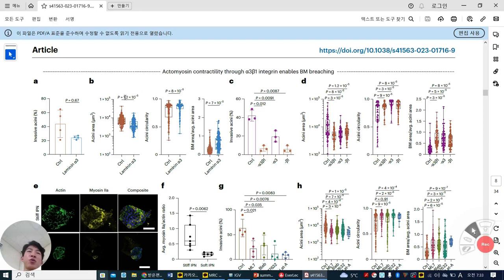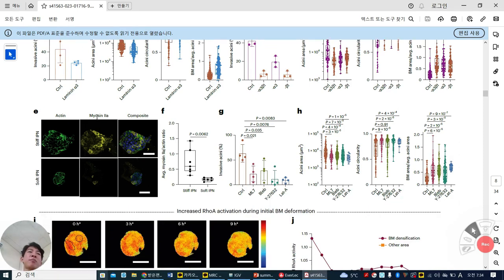Then we can already assume that actomyosin contractility through alpha 3 beta 1 integrin enables basement membrane (BM) punching, breaching. Alpha 3 beta 1 is a well-known integrin type for recognizing laminin. So you can imagine that when they inhibit the laminin binding site, invasion decreases. When they knock down this integrin as well, the percentage of the invasion area changes. So capturing the basement membrane from the collective cell is very important for this invasion phenomenon.